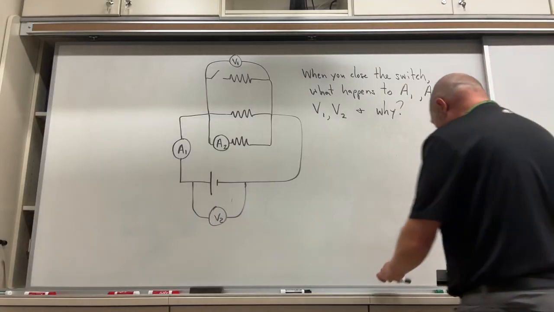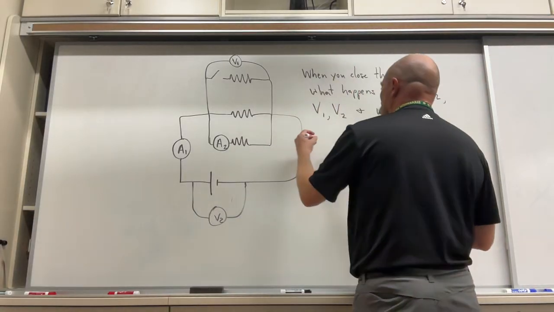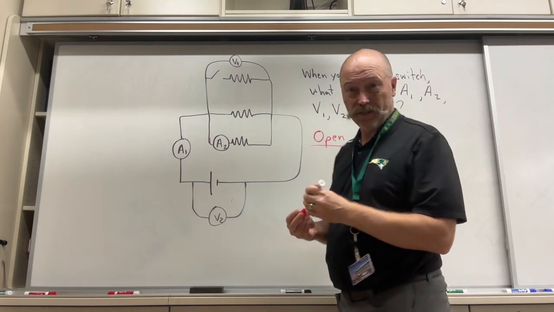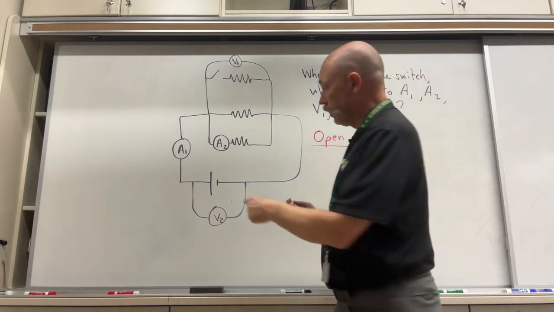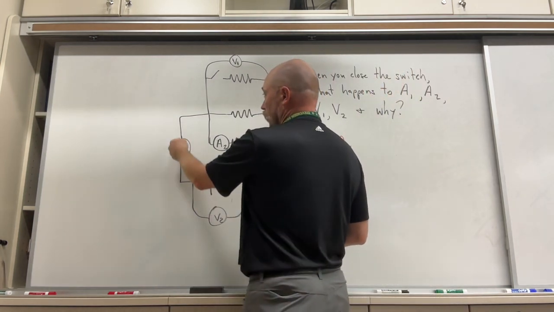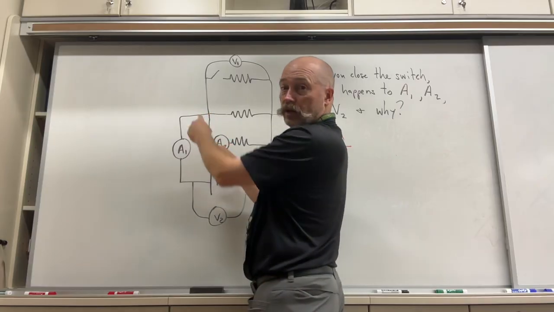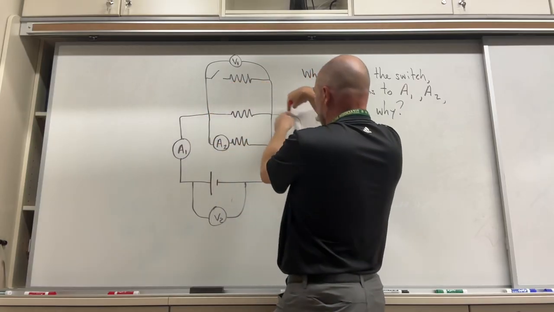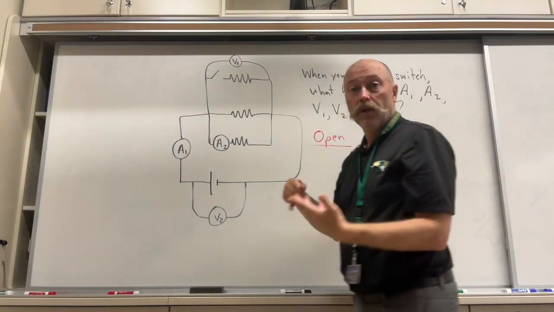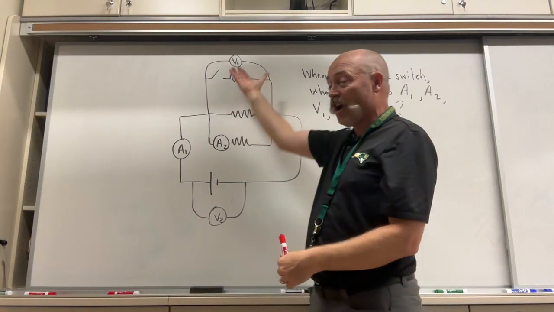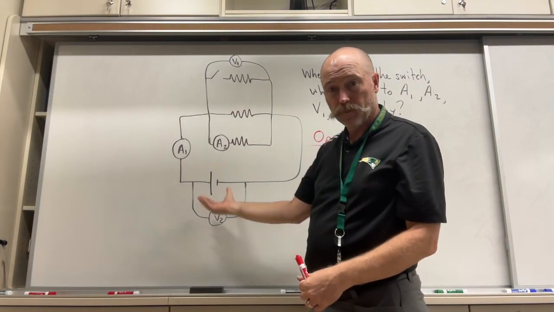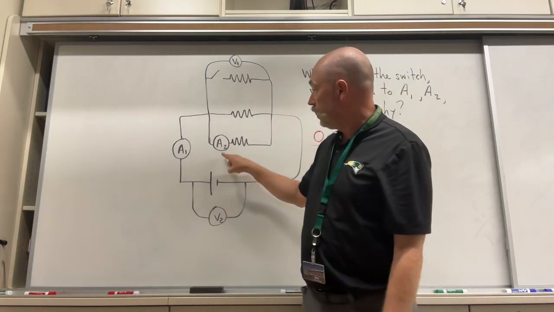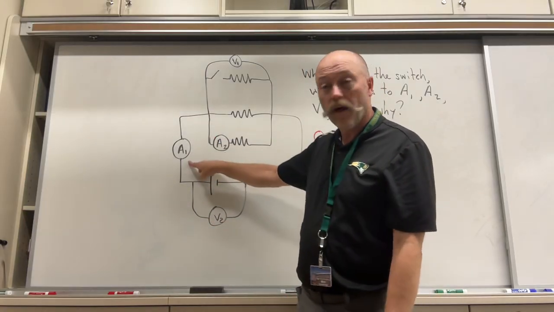So with the switch open, we'll do open with red. With it open, let's trace the current. The current comes out, goes through here, gets to here, and it splits two ways. It's going to go this way, and then it comes back together and goes here. Assuming they all have the same resistance, it will split equally. That means this is 1/2 of this.